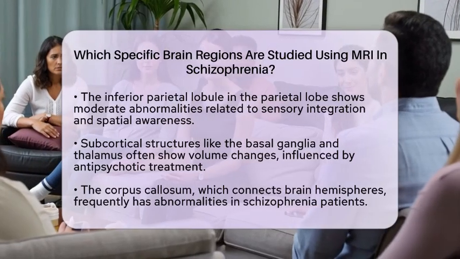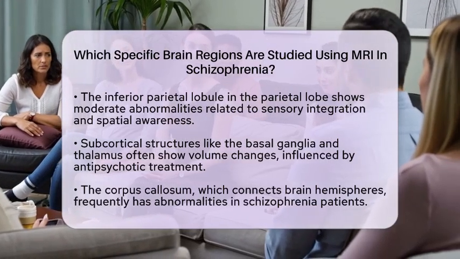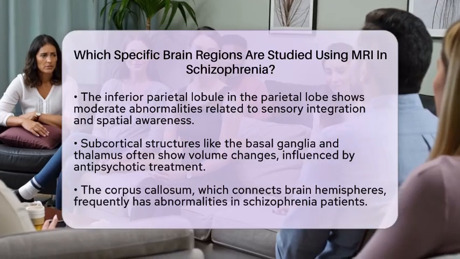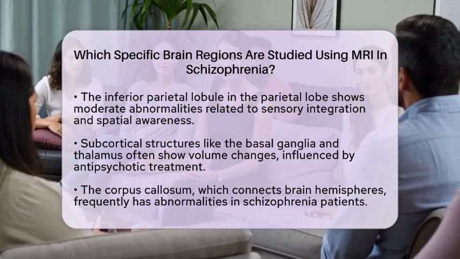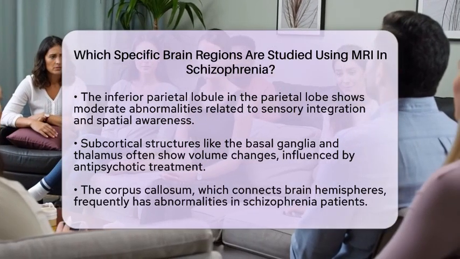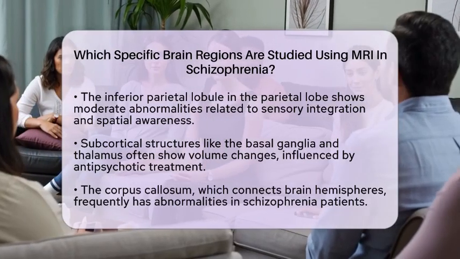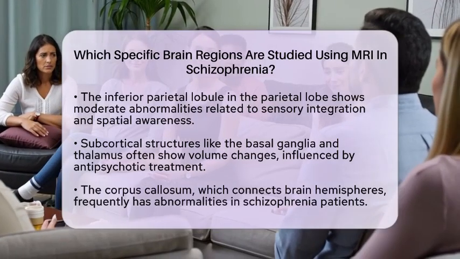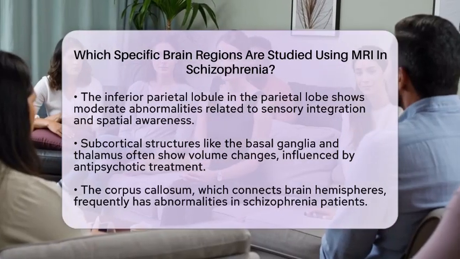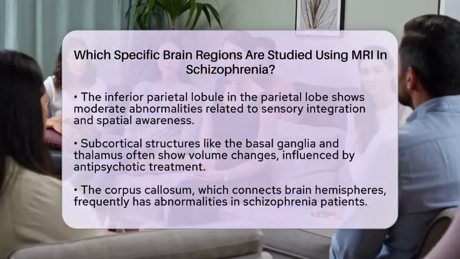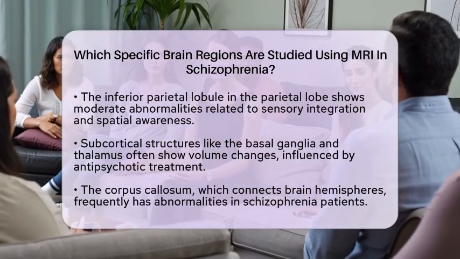The corpus callosum, which connects the two brain hemispheres, often has abnormalities in many patients. Additionally, the cavum septi pellucidi, a midline brain structure, is frequently enlarged in those with schizophrenia. The cerebellum, while less consistently affected, has been reported to show abnormalities that may relate to motor and cognitive symptoms.